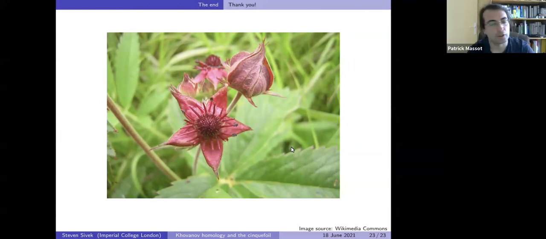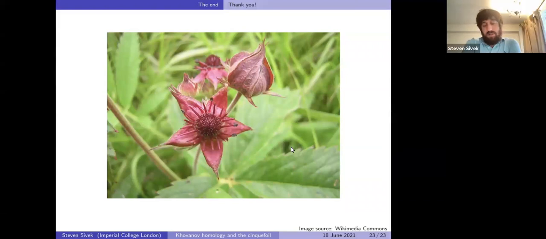But maybe it could work the other way around, actually. Maybe you could use more of your technology to prove things about diffeomorphism of surfaces that experts in surface diffeomorphism can't prove. That would be nice. Yeah, that would be really nice too.